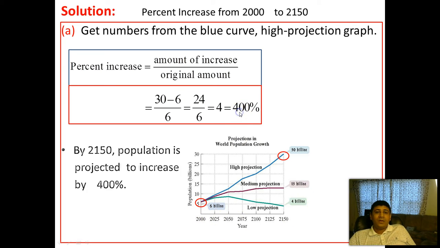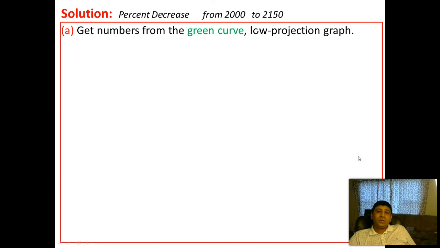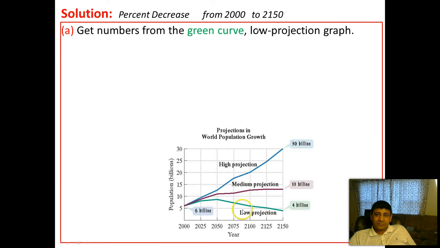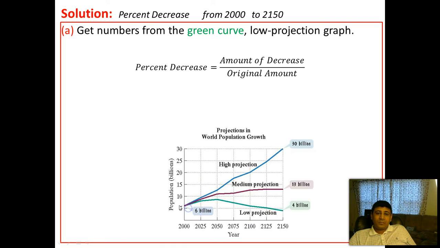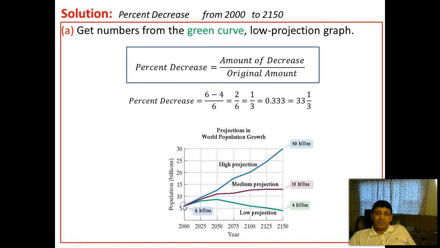Now, in words, by 2150 the population is projected to increase by 400% if you follow the high projection. Now let's look at the low projection, the green curve here. So we are going from 6 billion to 4 billion this time. First we find the amount of decrease, so it goes from 6 to 4. So it will be 2 there.